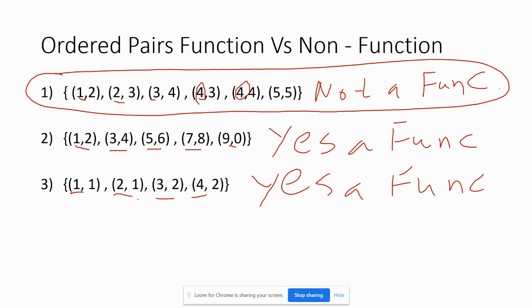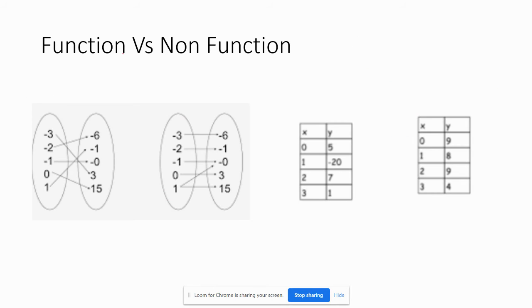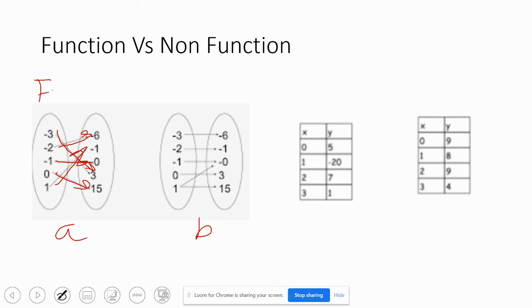Let's look at a different way of telling us something's a function. How about looking at a mapping? Which one of these two mappings is a function? You do the same thing, looking for one number that goes to two values. Look at group A. Every number goes to a unique value. Negative 3 goes to 3. Negative 2 goes to negative 6. Negative 1 goes to 0. 0 goes to 15. And 1 goes to negative 1. This is a function.